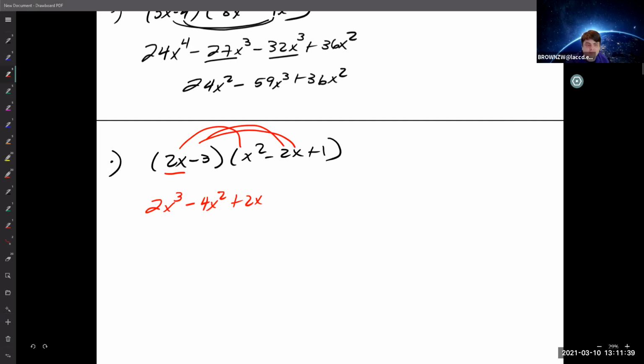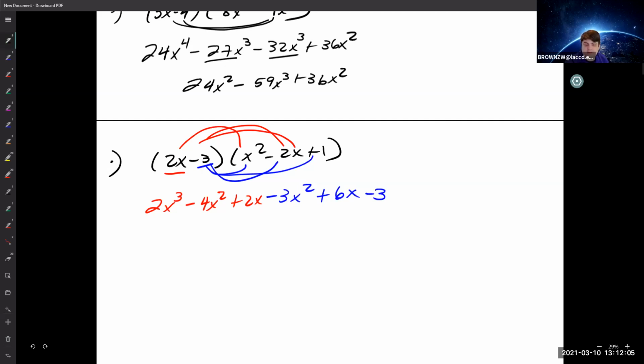Then, in blue, we're going to multiply through our minus 3, once again just doing it on all the terms. So minus 3 times x squared gives me minus 3x squared. Minus 3 times minus 2x gives me positive 6x. And minus 3 times a positive 1 gives me minus 3.